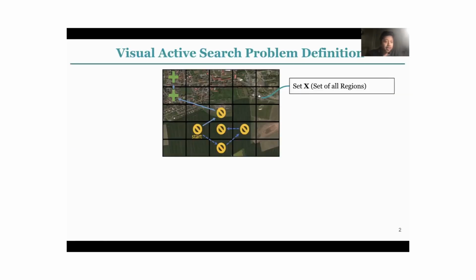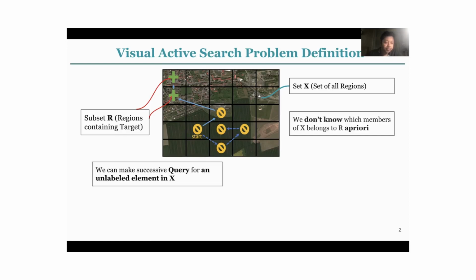Let's first define the problem of visual active search. Let's assume we are given a large geospatial search area as an image. We first divide the entire search area into non-overlapping equal-sized subregions. There exists a set of subregions that contains one or more instances of the target object we wish to search. We denote such grids or subregions with a green plus sign. But we do not know which subregions contain the target object a priori.